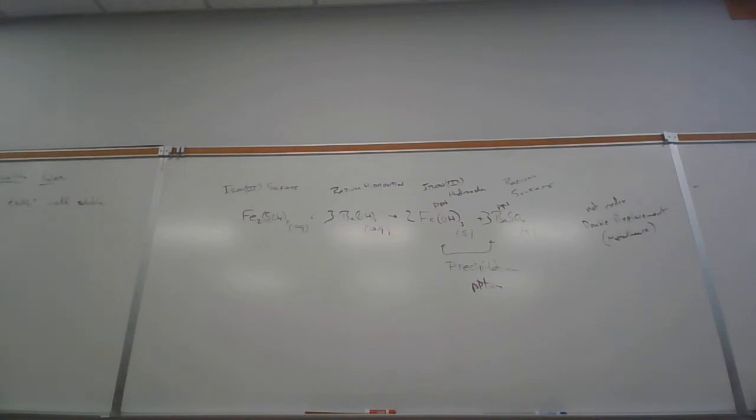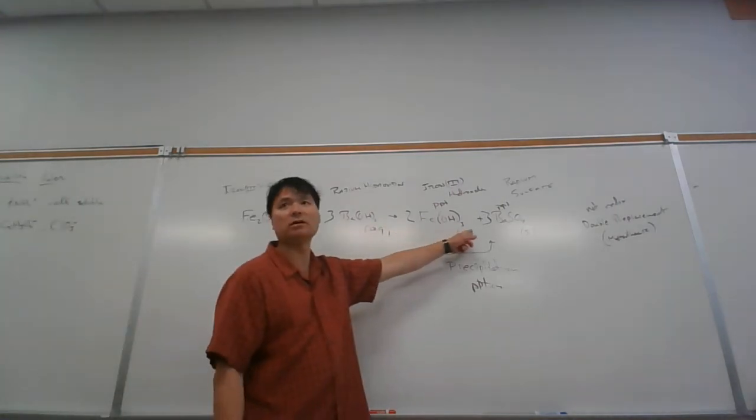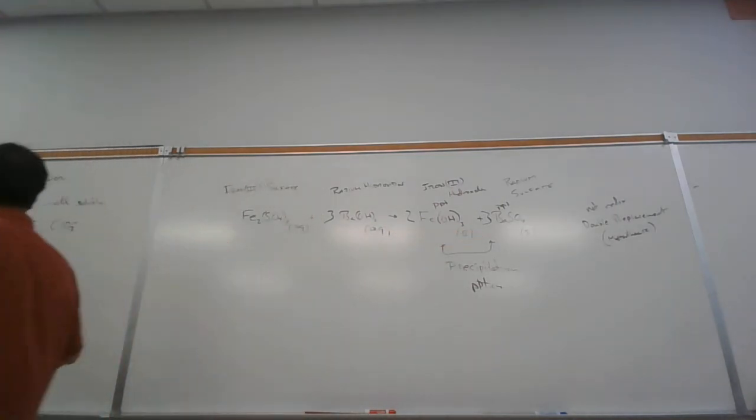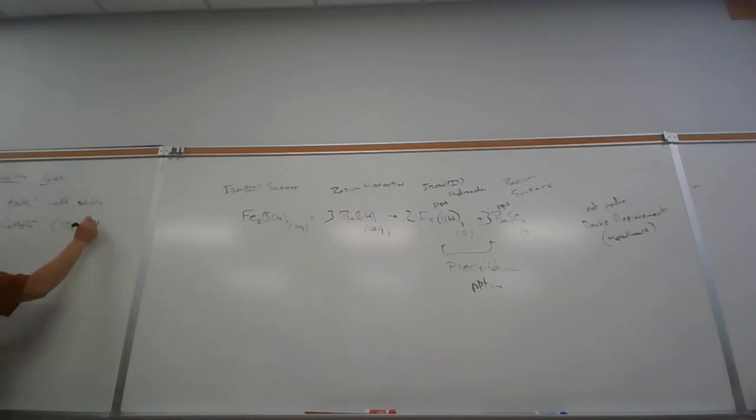NO3 minus, what's that called? Nitrate. C2H3O2 minus, what's that called? Acetate. And ClO3 minus is chlorate. Nitrates, acetates, and chlorates. So do I have any nitrates, acetates, or chlorates? No. So rule one and rule two don't apply. These are all soluble.